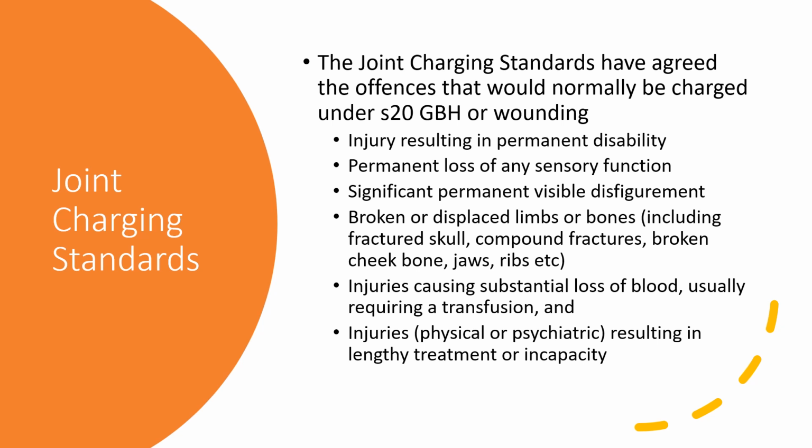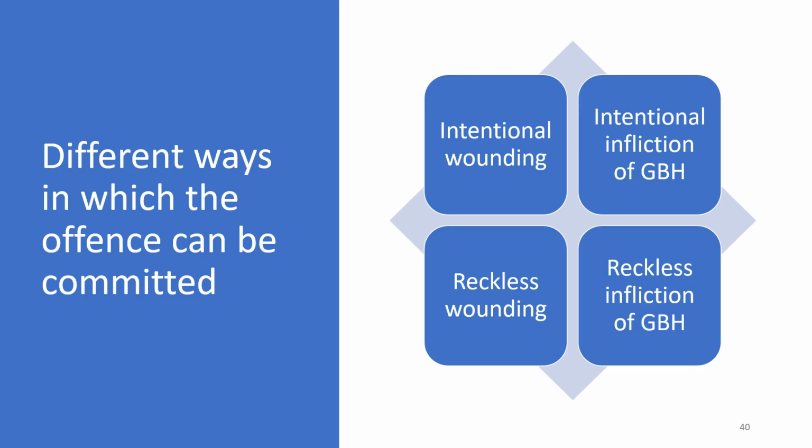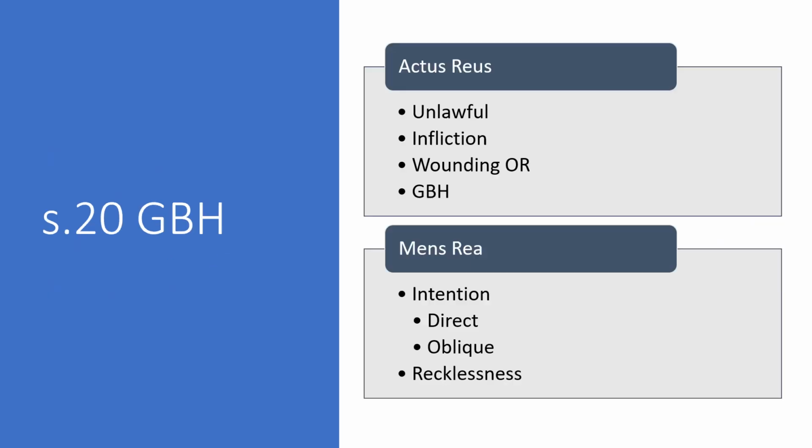Now, injuries causing substantial loss of blood would also be considered GBH, and injuries resulting in lengthy treatment or a lengthy spell of incapacity. So there are different ways in which the offence can be committed. We've got either intentional wounding, intentional infliction of GBH, reckless wounding, or reckless infliction of GBH. We need to work out which it is before we go through those elements when we're applying the law to any particular scenario or question.